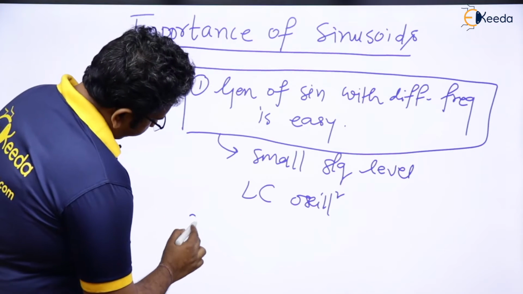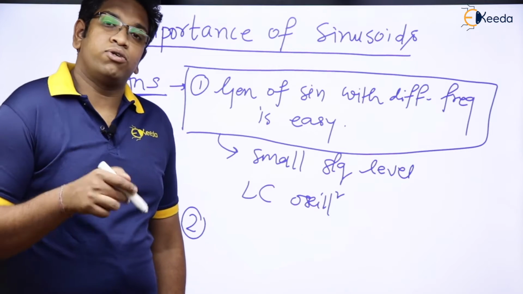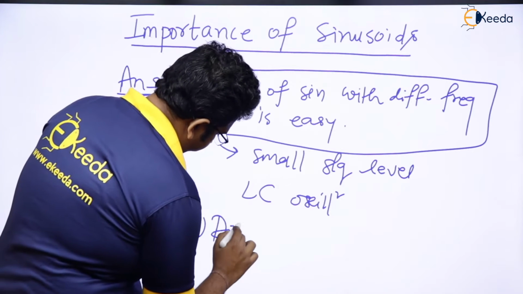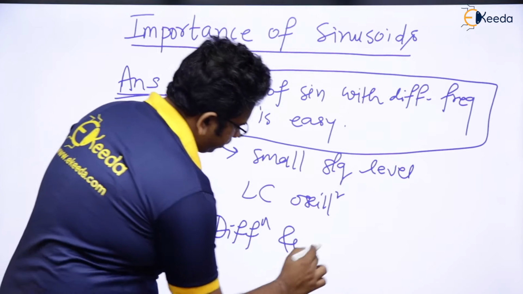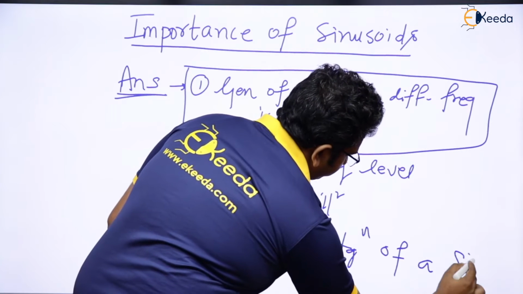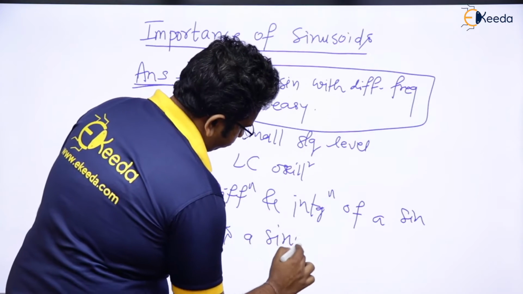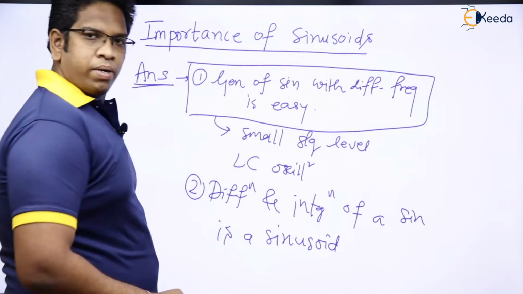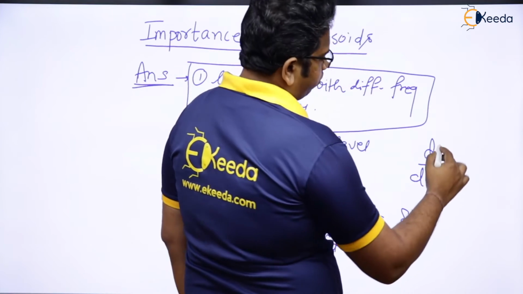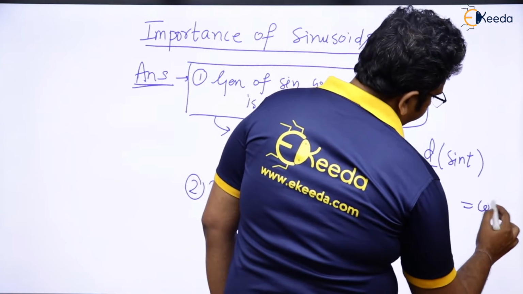Another answer people give is that, sir, integration and differentiation of a sinusoid is a sinusoid. Let me just write it down. Differentiation and integration of a sinusoid is a sinusoid. Meaning that, see here, if you think of d by dt of sin t, what is that going to be? That is nothing but cos t.